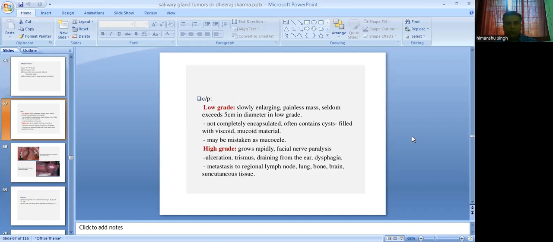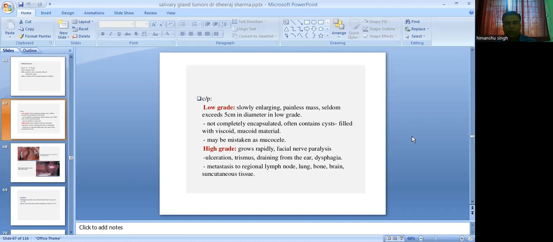Coming to the clinical presentation. First, we have the low-grade variant, which is a slowly enlarging, painless mass, seldom exceeds 5 centimeters in diameter. It is not completely encapsulated, often contains cysts which are filled with viscid as well as liquid material. Sometimes the mucoepidermoid carcinoma is mistaken as a mucocele.